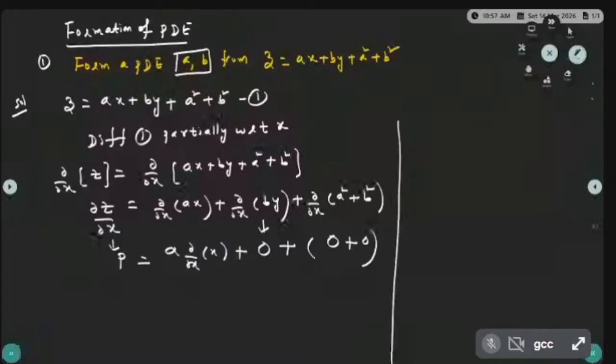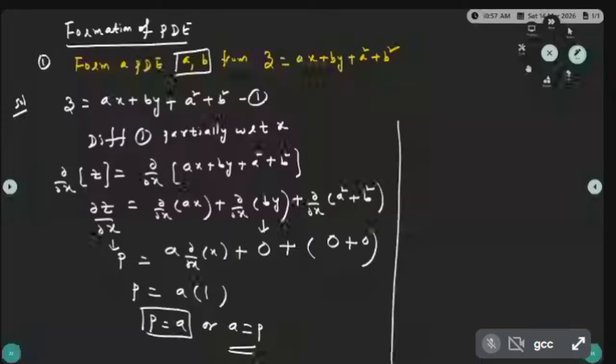Dear students, a dou by dou x of x is 1. Therefore, p equal to a or a equal to p. P equal to a or a equal to p. Both are same.